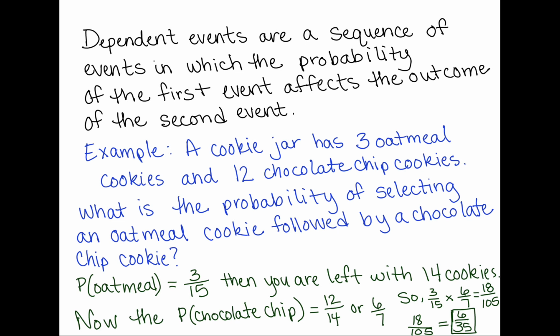The next step is to multiply our outcomes by one another. So 3/15, which in all honesty, I should have put 1/5, times 6/7 is going to be 18 over 105. So that's 18 possible ways to get an oatmeal followed by chocolate chip, and that's out of the total number of outcomes, which is 105, and then we reduce to 6/35.